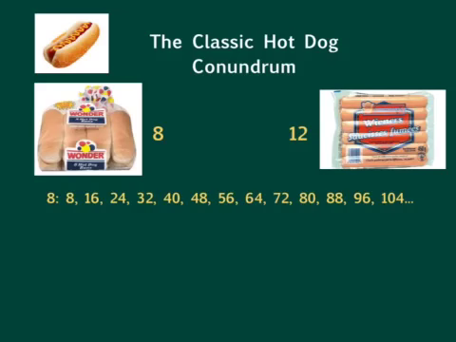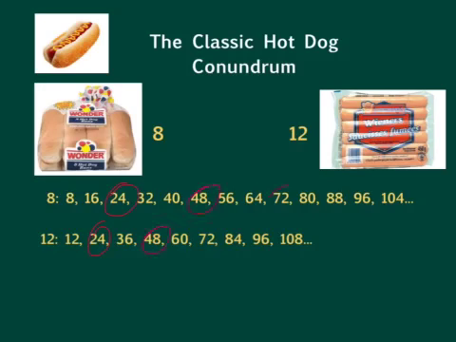Here are my multiples of 8. And here are my multiples of 12. Now I'm going to circle the common multiples. And I'm going to see if I can find the common multiple that's closest to 100. 24, 48, 72, 96. Voila, there it is. That seems to be the multiple that's closest to 100, so I guess we're making 96 hot dogs.